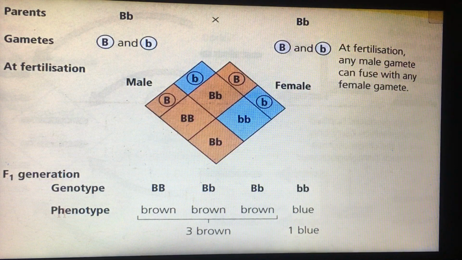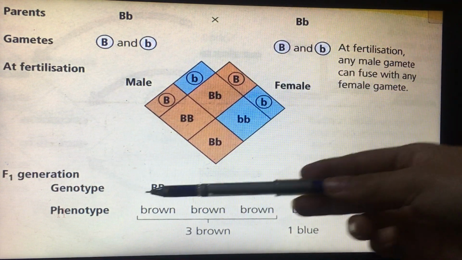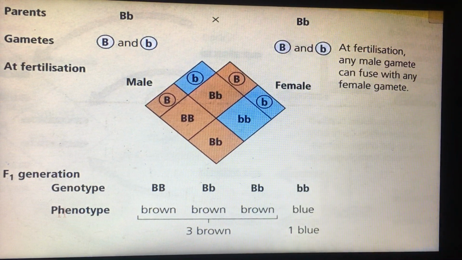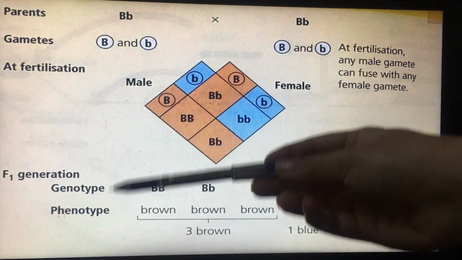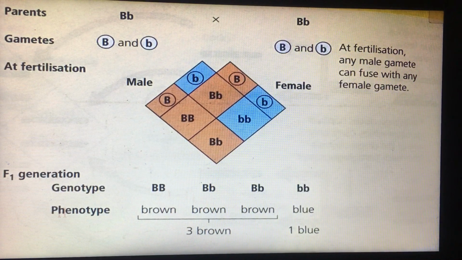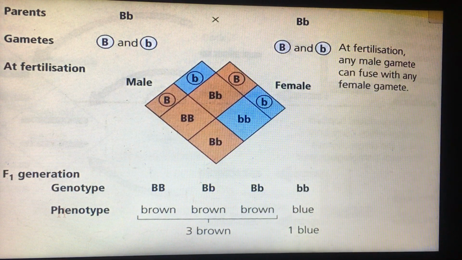Okay, for example, what is the probability of brown eye color? Actually, it's 3/4. Why? Because we have 3 brown-eyed offspring and the total is 4. So 3/4, or we can use 75%. So we can use percentage also. So 3/4 equals 75%.